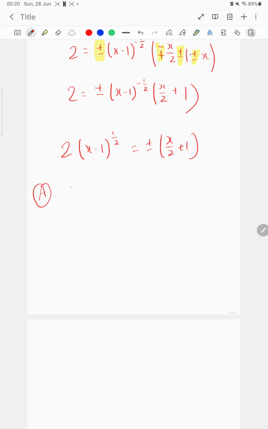So A is, oh yeah, we can square both sides, because you can see there's a half on one side. So let's square it. So 2 squared is 4. x minus 1 to the power of half squared is just x minus 1. And then square the right hand side. The first case we're looking at is plus. So case A, we're looking at plus: x over 2 plus 1 squared. And then case B, the left hand side is still the same. So 4 times x minus 1 equals negative x over 2 plus 1, and then the whole thing squared.